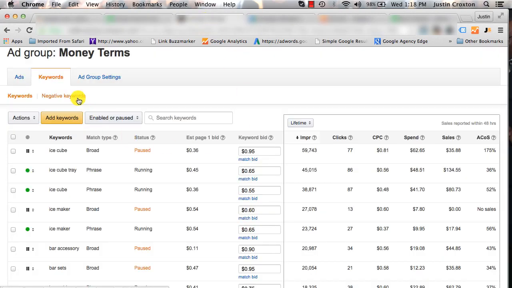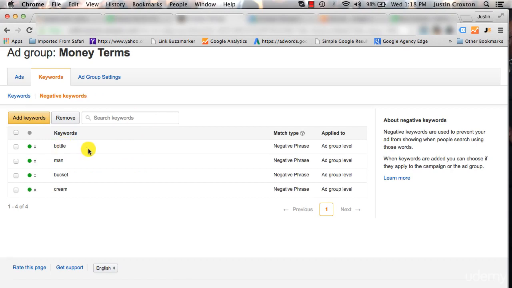We've talked about the whole idea of negative terms too. Like for me, for ice ball maker, I have bottle, man, bucket, cream, just certain things like Iceman, somebody's looking for the movie or the book, just little things like that. I just don't want to show up for those terms. And I can certainly add a whole lot more into this list to ensure I'm getting the most out of my campaign. So those are sort of the easy ones.